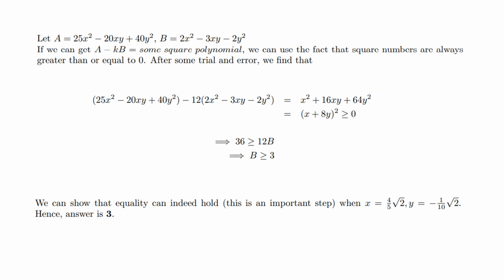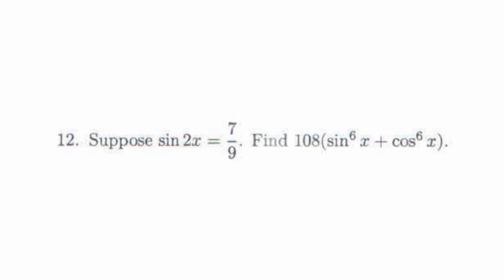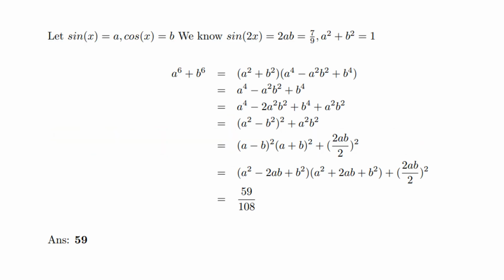Next up, we have question 12. Now, this question is similar to one of the previous trigo questions because we are looking at 108 times sine to the power 6x plus cosine to the power 6x. We should try and simplify this. But before that, to stop writing sine x and cosine x a lot, we can let a equal sine x and b equal cosine x.